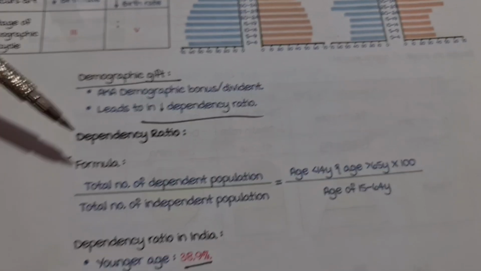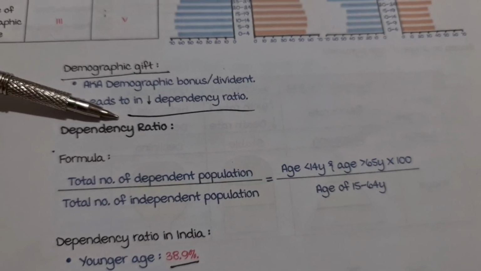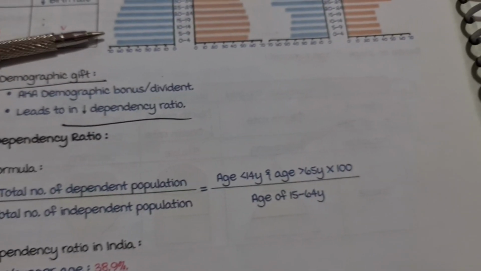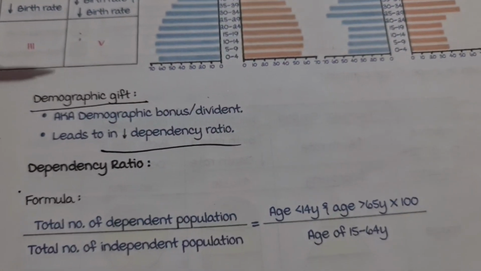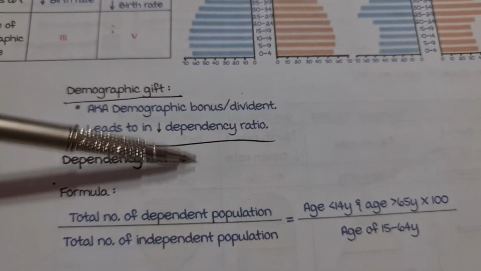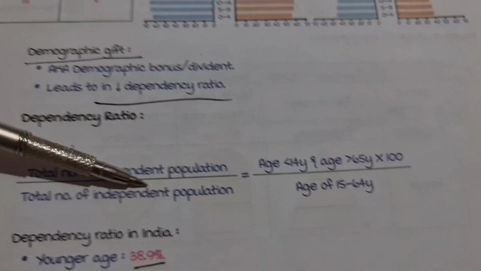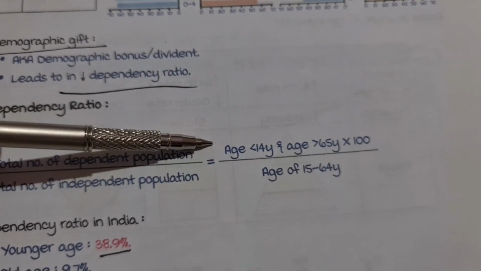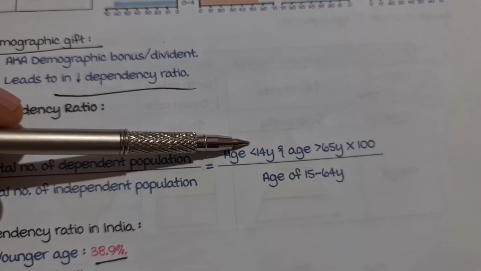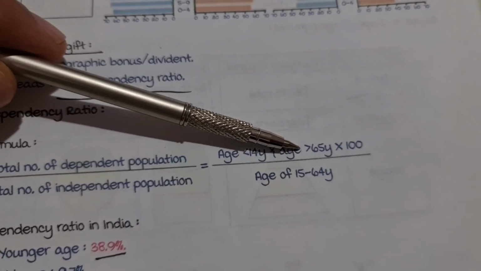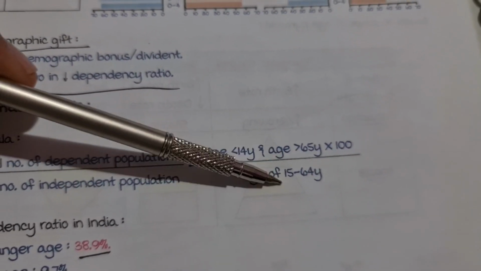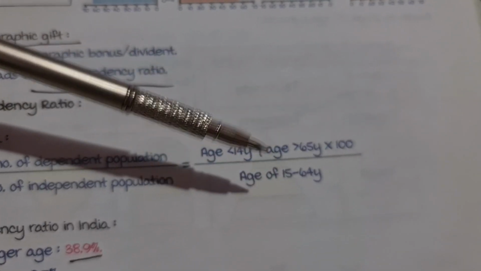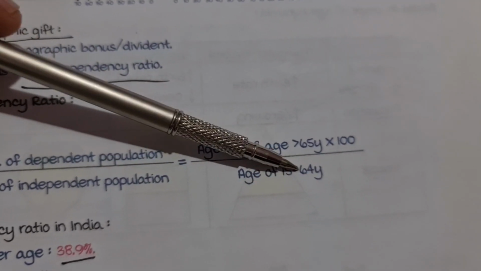Now, what actually is the dependency ratio? The dependency ratio measures the burden of dependents on the working age population, having the formula of the age group less than 14 years and more than 65 years, divided by the age group of 15 to 64 years, which is the working age population, multiplied by 100.